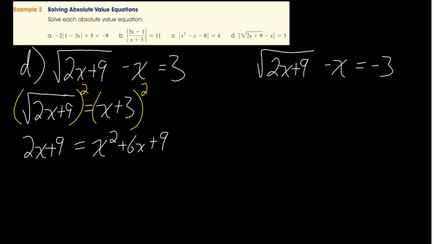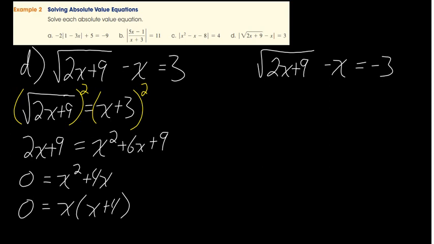Let's move everything to the right side. So we're going to end up with 0 is equal to x squared. It looks like we subtract 2, so we're going to have a plus 4x. And then the 9's cancel out, so that's nice. And then we've got 0 is equal to, we're going to factor an x out, so we're going to have x, and then x plus 4. So therefore, my solutions here would be x is equal to 0, and x is equal to negative 4. Okay. Oh, my goodness. All right, so that's one.